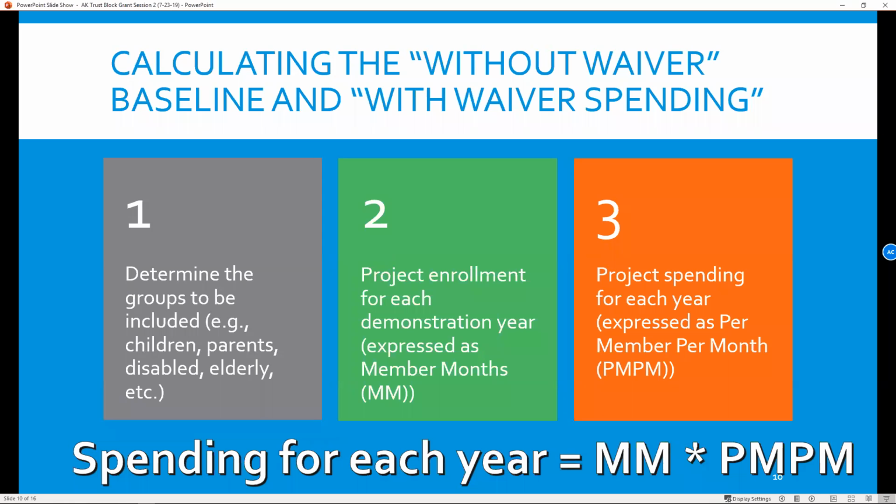So you bring in other information about your demographics. How quickly is your population aging? How quickly are changes going to happen over these next 5 years in the absence of the waiver?